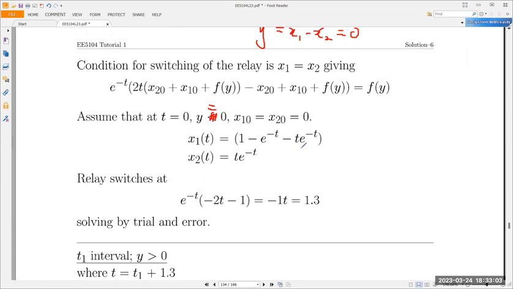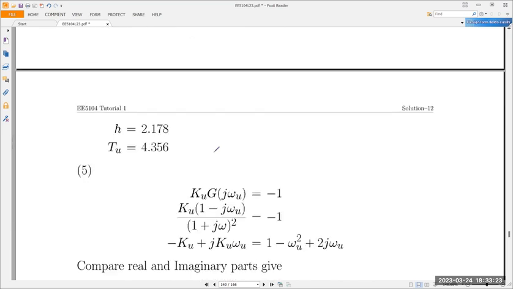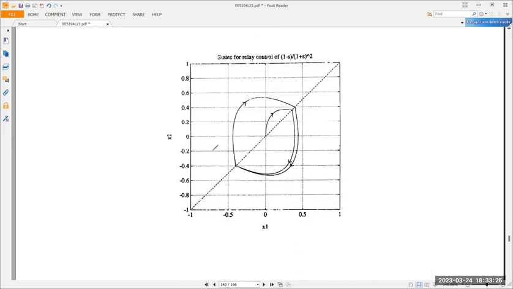Then you start to plot. So let t equal to 0, 0.1, 0.2, 0.3, 0.4, 0.5, 0.6, 0.7, 0.8, 0.9, 1, 1.1, 1.2. Then you draw x1, x2. If you do that, you will get this. This is x1, this is x2. As t equals 0, it is here, then t equals 0.1, 0.2, 0.3, 0.4, 0.5, 0.6, 0.7, 0.8, 0.9.